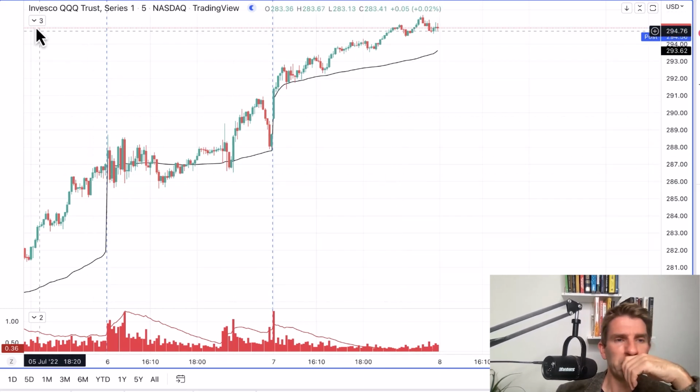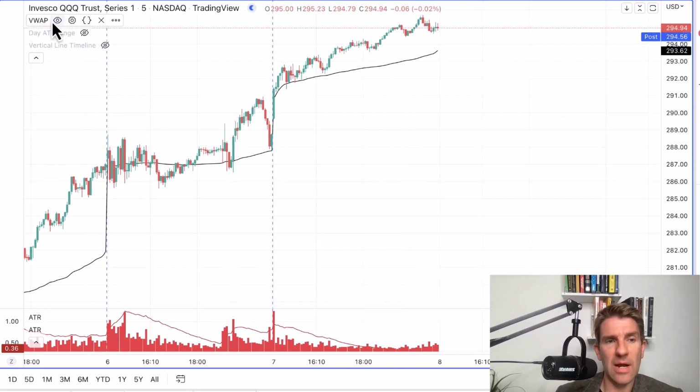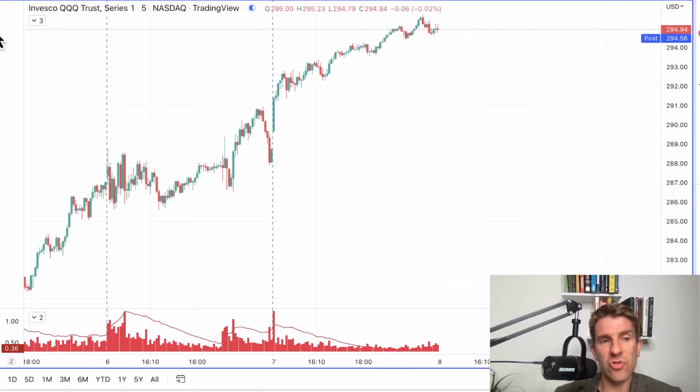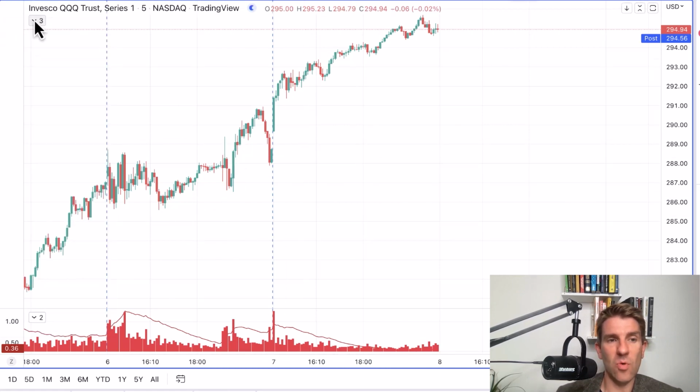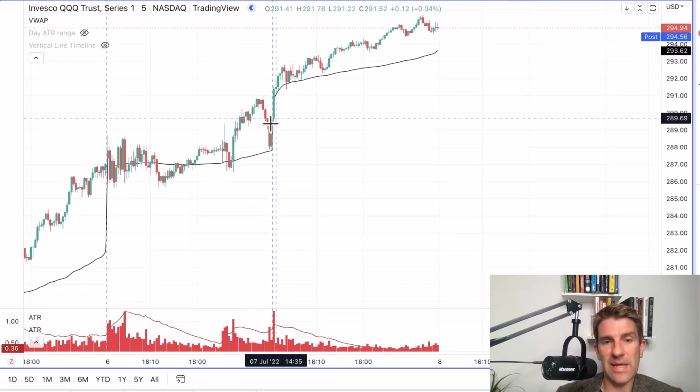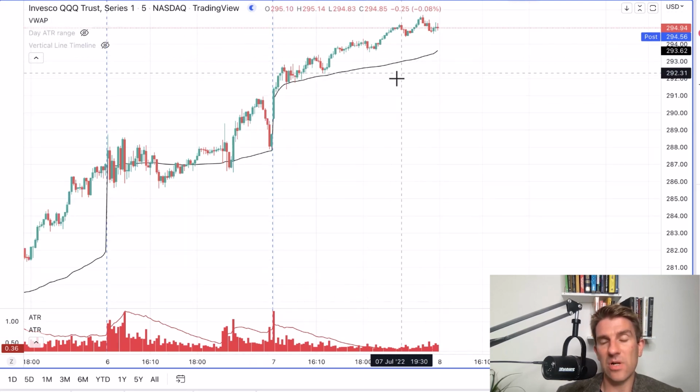Okay, so let's suppress this for the moment and let's talk about this anchored VWAP. TradingView has in its toolbar section an anchored VWAP, and this basically allows you to click where you want the VWAP to start. If you were just doing the normal VWAP, that's going to start at the beginning of each day and give you the volume weighted average price for that trading day.